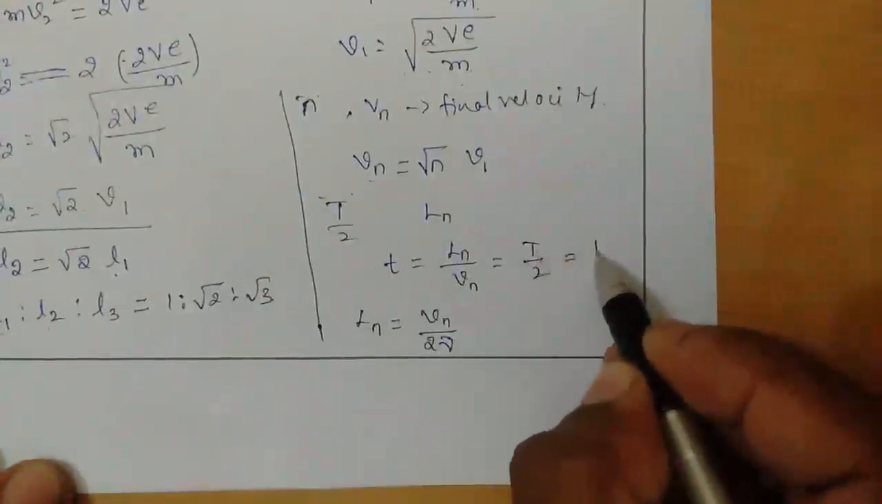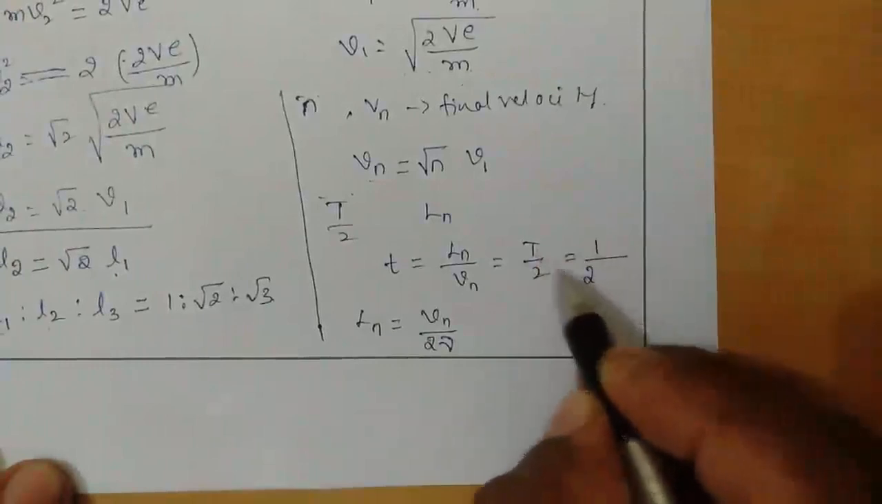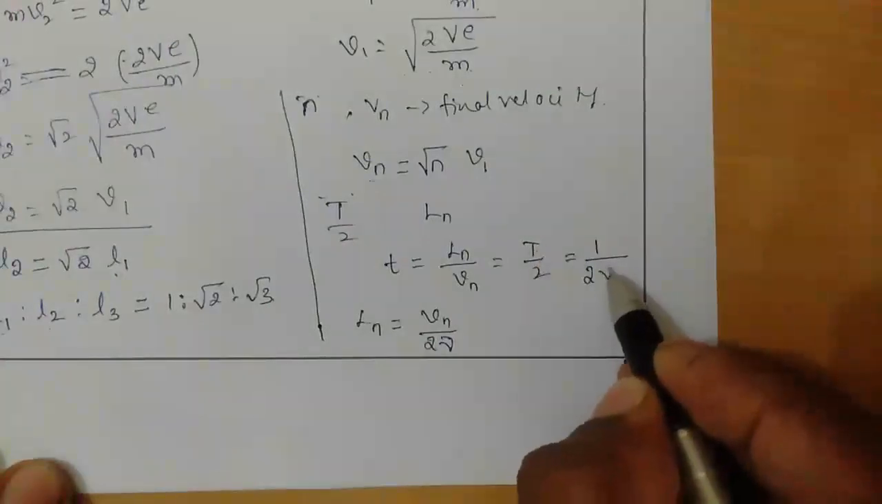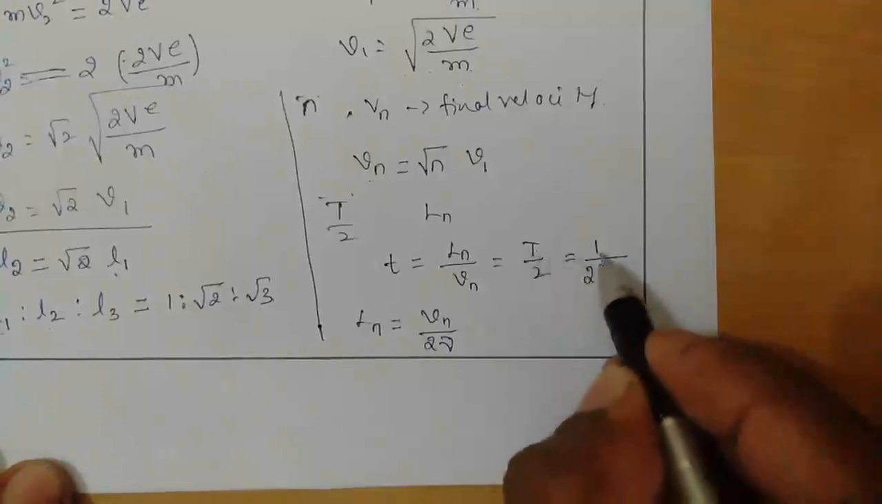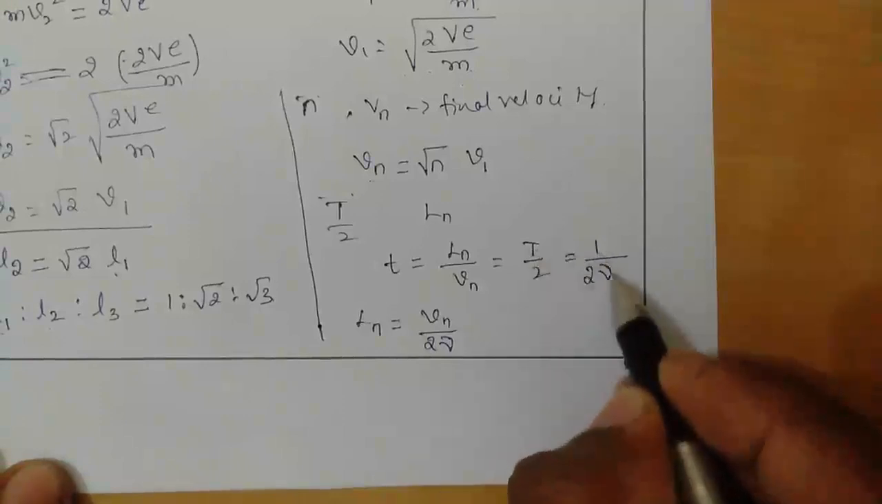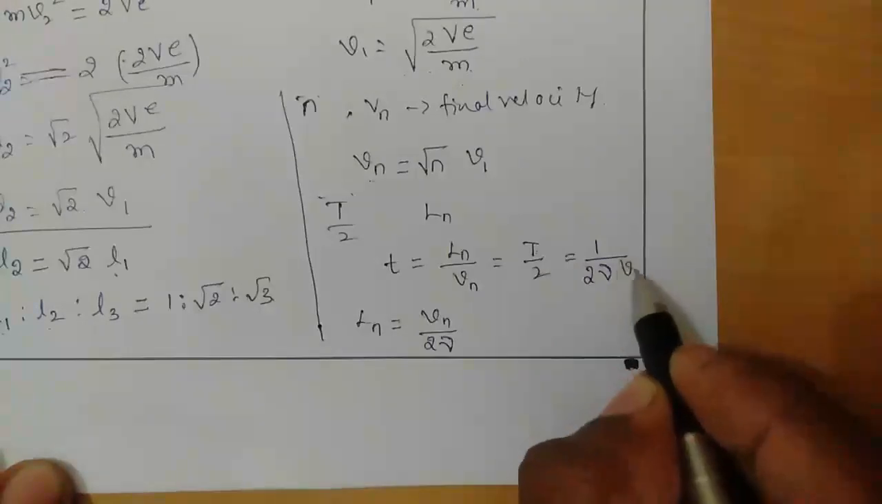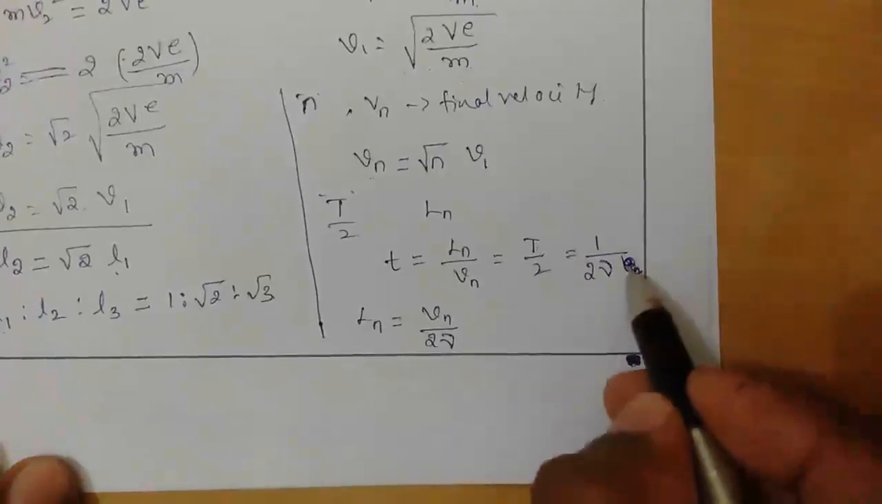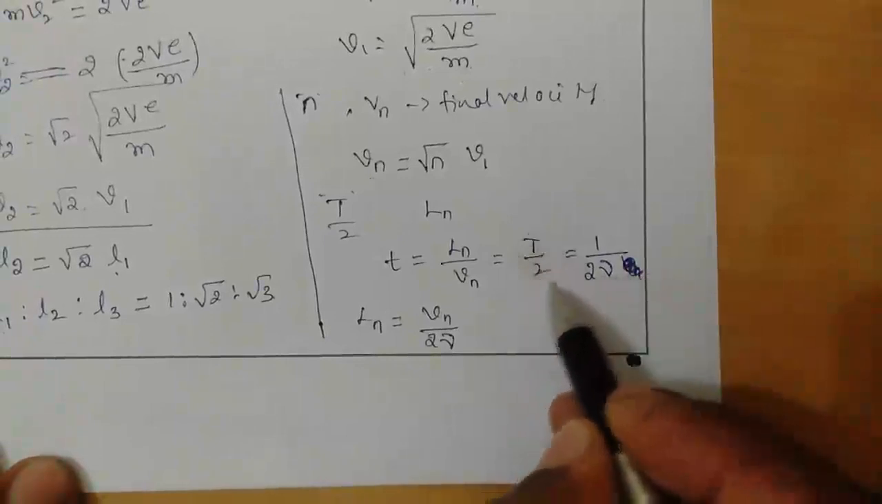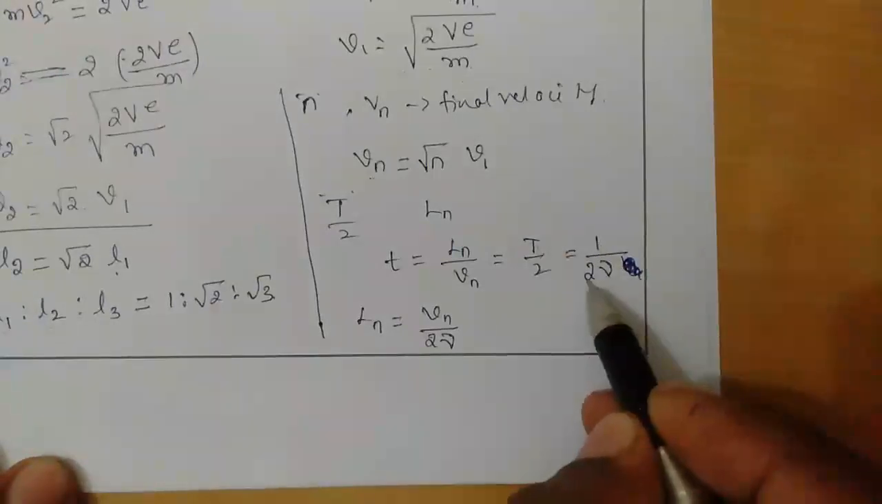Okay, so this is written as 1 divided by 2 as it is, into nu. Nu is the frequency, which is inversely proportional to the time period, so it is 1 by nu. Time period is written as 1 by nu into this velocity Vn. Sorry, strike out this Vn, because we are talking about only T by 2. So it is 1 divided by 2 into nu.